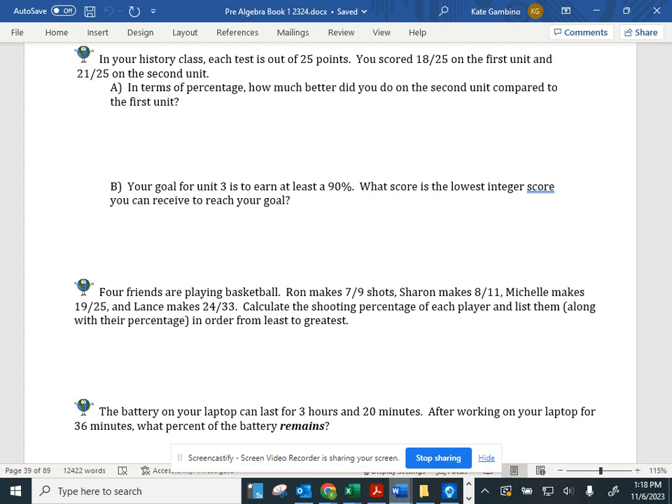How do you think we need to solve this? What do you think, Lauren? So you do 18 over 25, and then 2 times 25 by 4, and then you times the 18 by 4. What's 18 times 4?